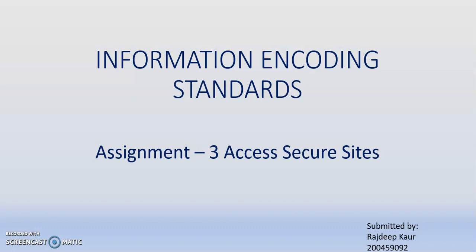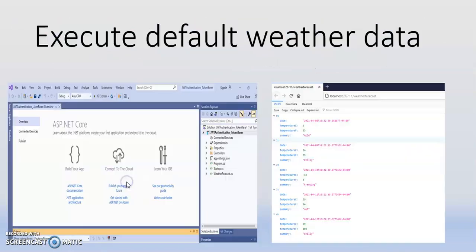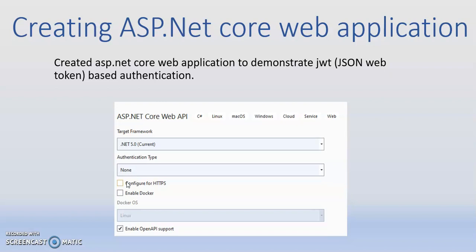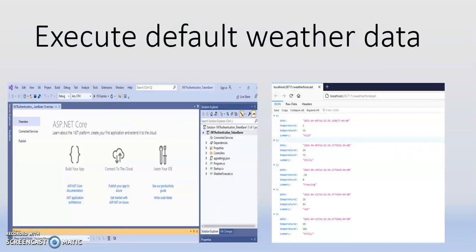Today I am going to present about information and encoding standards, assignment number 3, that is how to access secure sites. For this we created an ASP.NET Core web application to demonstrate the use of token based authentication. Then when I executed the default program, I got this weather data, that is the default weather data.